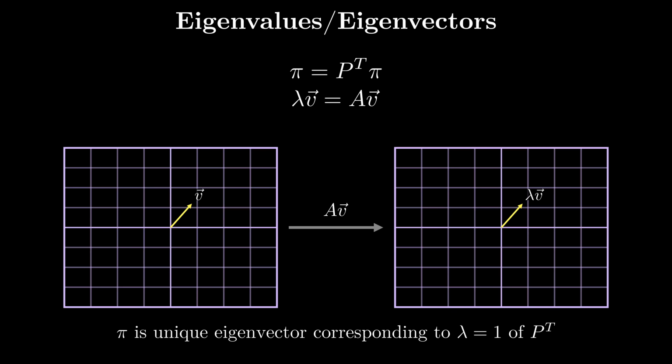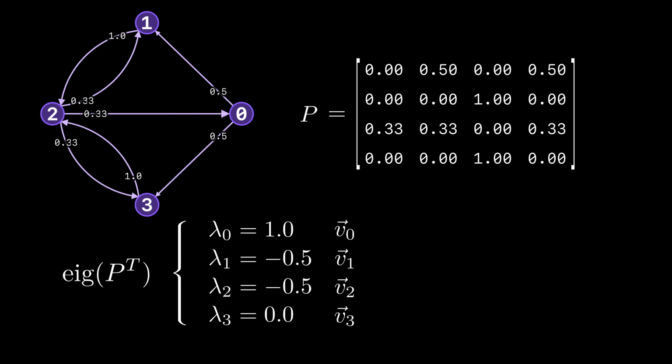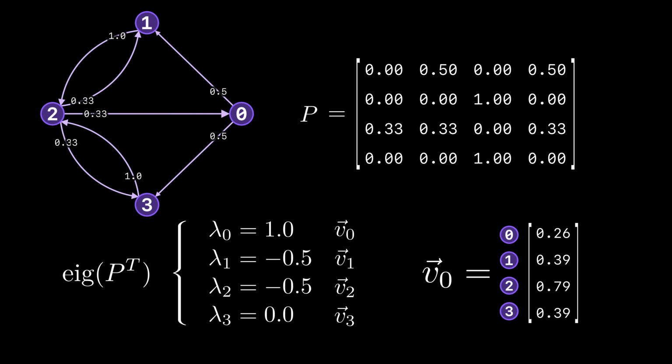A remarkable fact is that for irreducible Markov chains, the state transition matrix P transposed always has an eigenvalue of 1 with a unique eigenvector. So a third method for finding stationary distributions of a Markov chain is to simply find the eigenvector corresponding to eigenvalue 1 in the transpose of the state transition matrix. Once you have found this eigenvector, the stationary distribution is just a scaled down version of it that sums to 1.